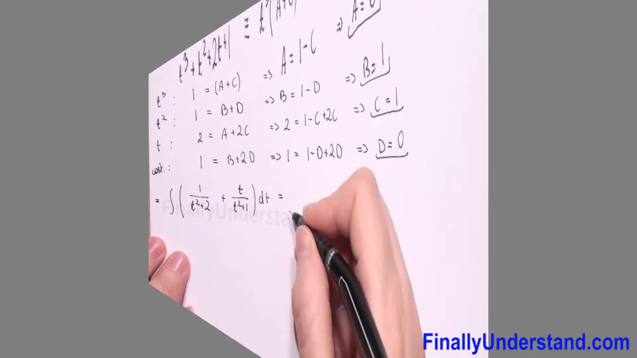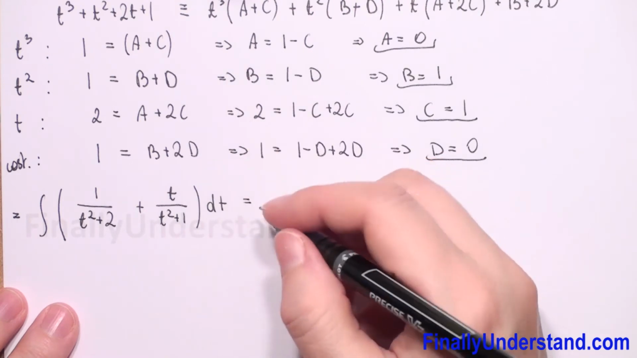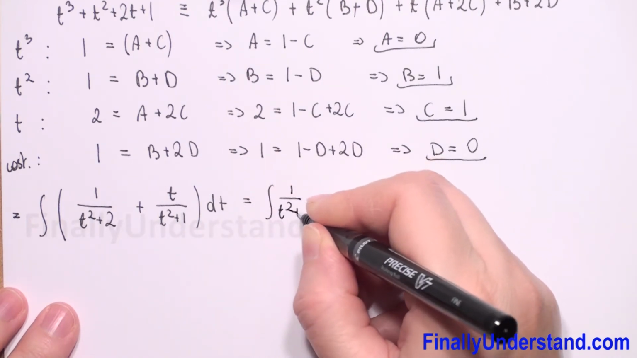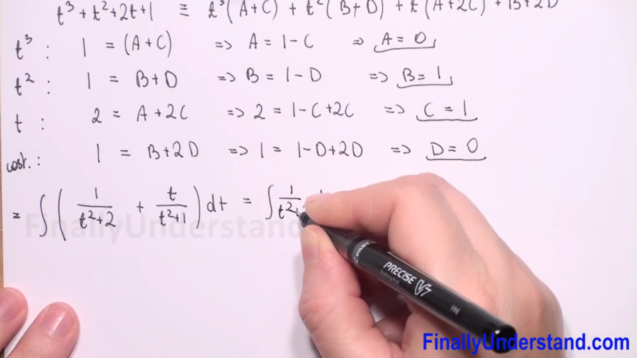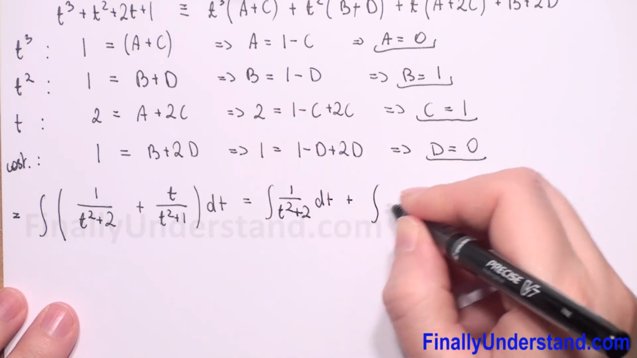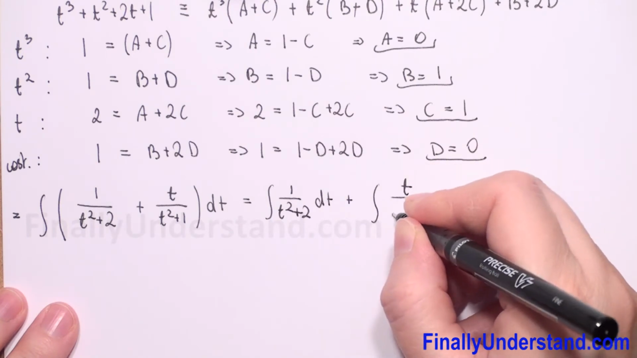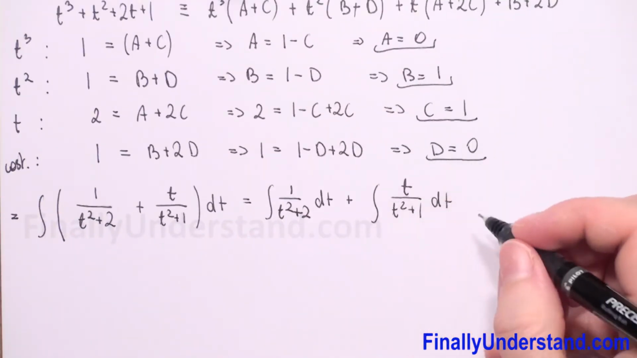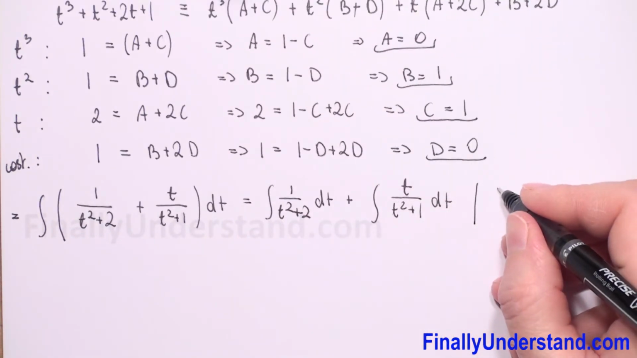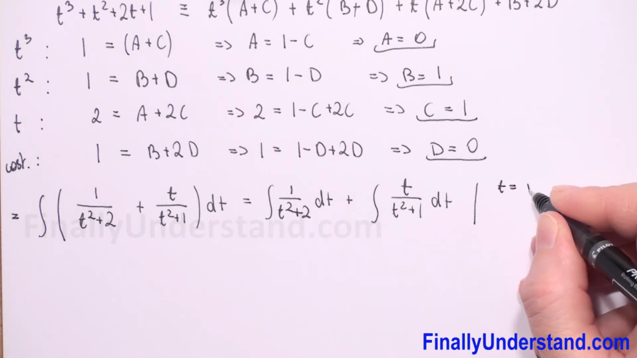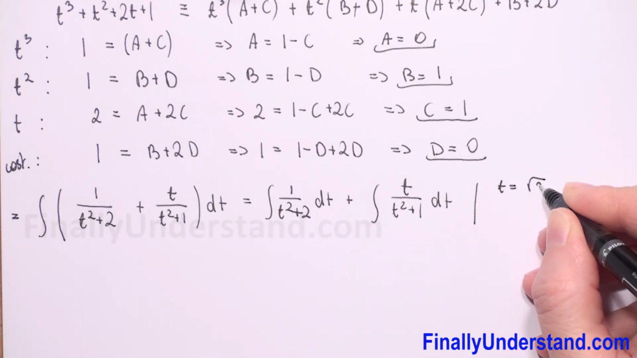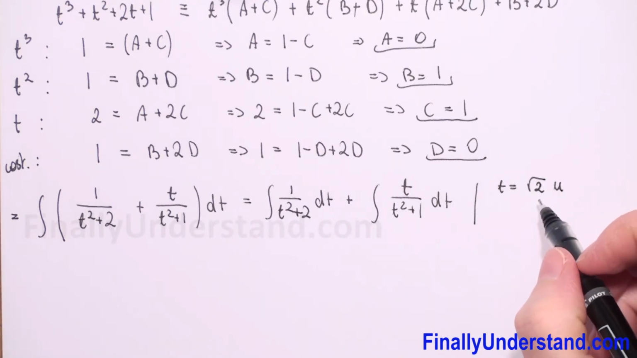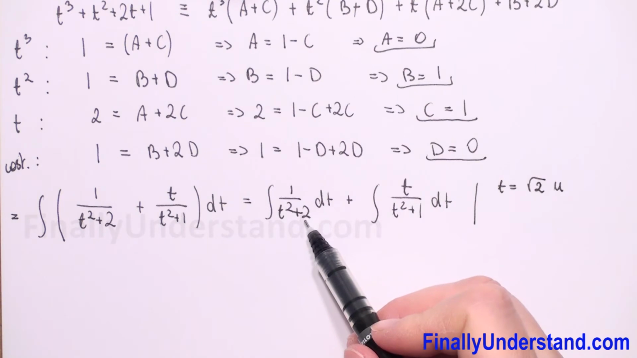So this is equal. We have the integral of a sum, so this is equal to the sum of integrals: the integral of 1 over t squared plus 2 dt, plus the integral of t over t squared plus 1 dt. For the first integral, we will put that t is equal to square root of 2 times u. Why do I put the square root? Because I need to factorize 2.